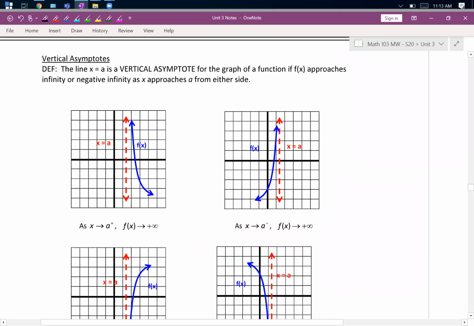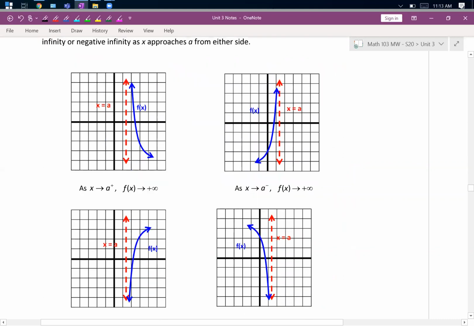Vertical asymptotes can look a variety of different ways. So I have the asymptote dotted in the red. That's the vertical asymptote. Frequently, we use a dashed line for asymptotes because they're not actually part of the graph. They're like guidelines for us to draw in the graph. So we have this vertical asymptote, and our graph could be pointing up towards infinity on either the right or the left side, or it could be pointing down towards negative infinity on either the left or the right side.